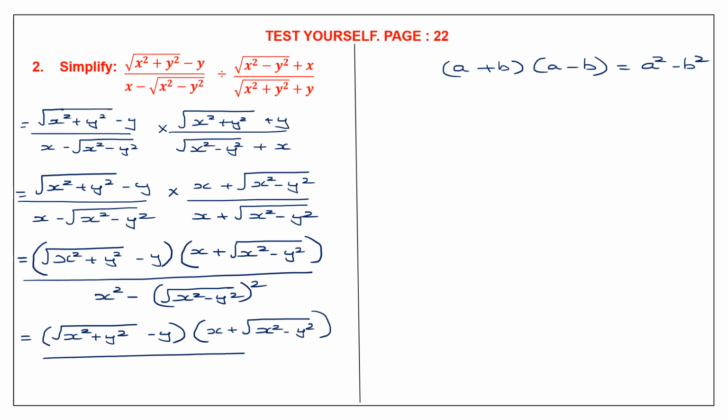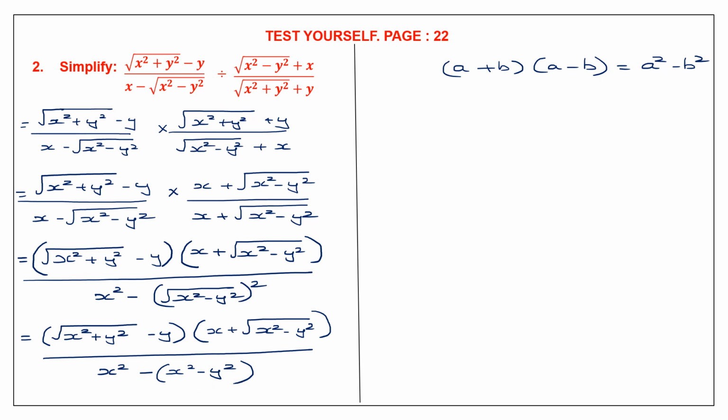Let's simplify the denominator. We have x square as it is minus, now here the root of x square minus y square, the whole square. So when it is the whole square, we remove the root. So when we remove the root, we get just x square minus y square. So here we have this. So this is x square minus y square. Okay, so we just have to write this. We have written the minus sign here and x square minus y square.